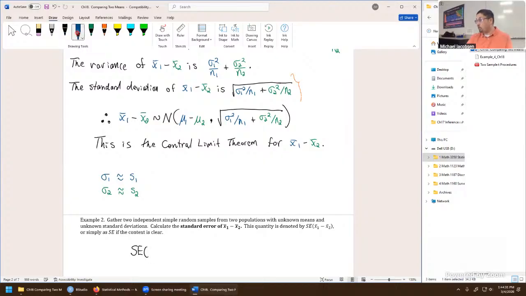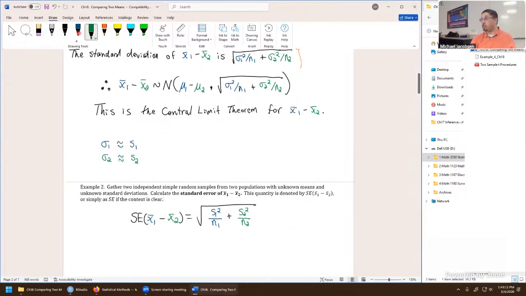So the standard error of x bar 1 minus x bar 2 is going to be equal to the square root of, we're following this structure here, but just throwing in the statistics. So we write this as S1 squared divided by sample size N1, plus S2 squared divided by sample size N2. And that's our entire standard error. From there, we're ready to state a confidence interval.